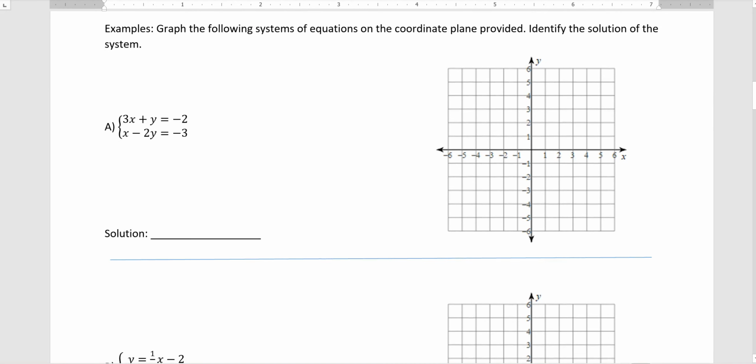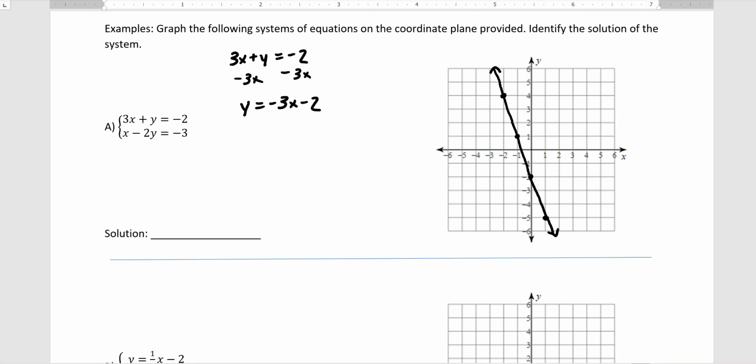So let's try letter A together here. Letter A, 3x plus y equals -2, x minus 2y equals -3. Well, both of these are in standard form, so I'm going to try my best to get these into slope-intercept form. So I'll say 3x plus y equals -2. To get y all by itself, I just need to subtract 3x. So y will equal -3x minus 2. With that, I can graph it. -2 is here, down 3, right 1, up 3, left 1. There you go. Try to connect these dots to the best of my ability.